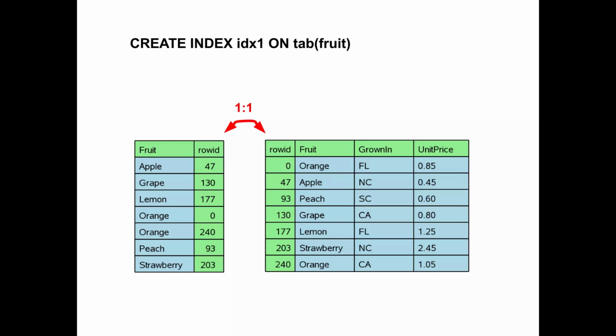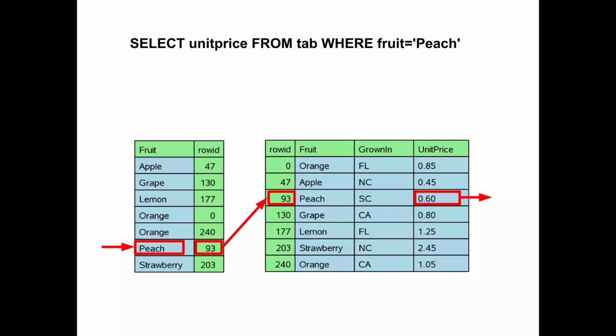The key point to remember is there's a one-to-one mapping between entries in the index and the main table, and the thing that you're indexing becomes the first column of the table. And you also add this extra column, which is the row ID. And then the combination of the thing you're indexing and the row ID has to be unique. That's never a problem because the row ID is always going to be unique. So now what happens when you want to get the unit price where fruit is equal to peach is that you can do a binary search to find the entry where fruit is equal to peach.